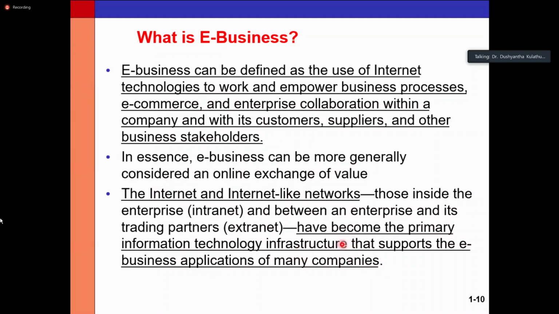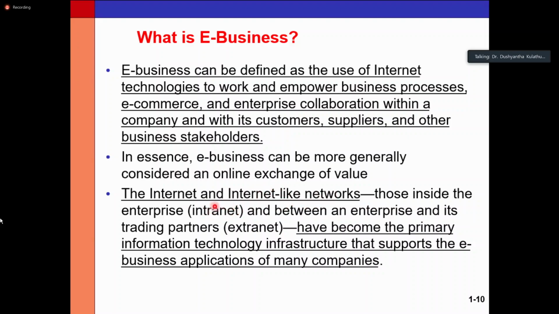Now, when it comes to e-business applications, we are relying on the internet and also some internet-like networks. We will be relying on two internet-like networks within organizations. One is identified as the intranet, the other as the extranet. These two networks are also developed based on the same internet technologies. That is why they are identified as internet-like networks.